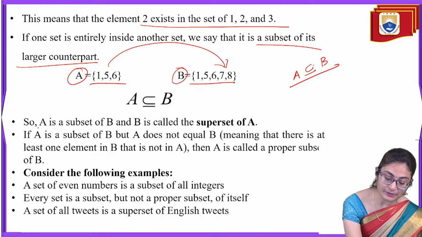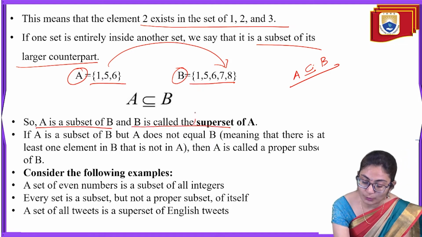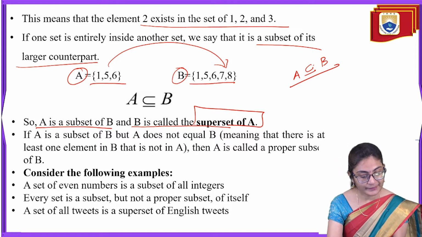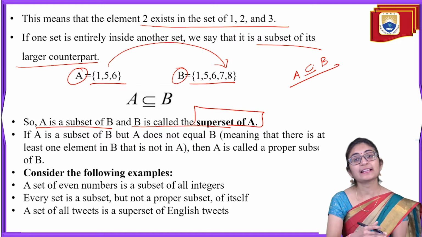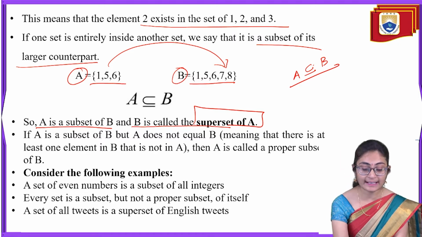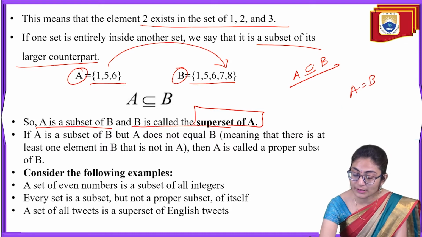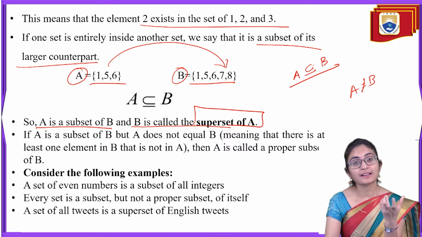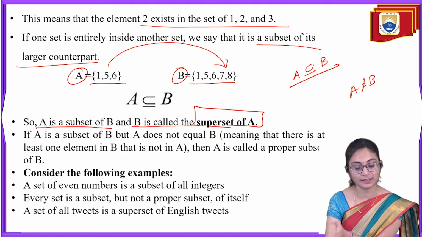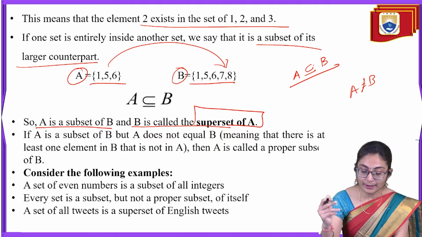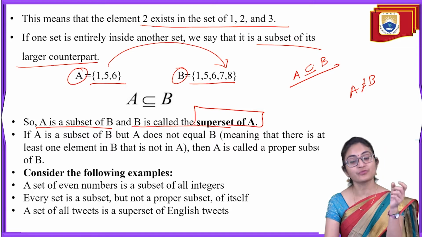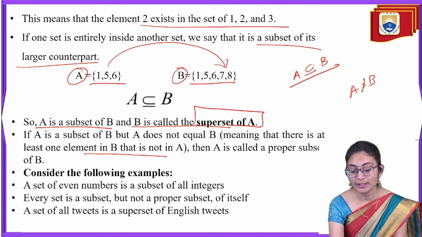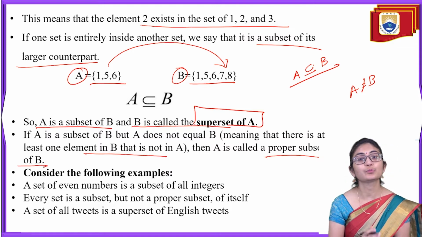So A is a subset of B, and B is called the superset of A. If A is a subset of B, but A does not equal B, we can't say that A is equal to B, because the values of A are included in set B, meaning there is at least one element in B that is not in A. Then A is called a proper subset of B.